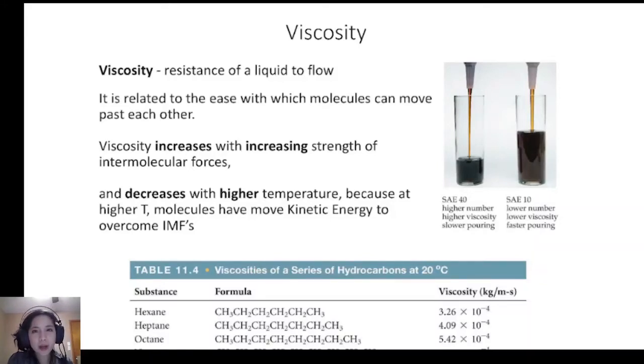Okay, so let's talk about some different properties, some different physical properties more specifically that are affected by intermolecular forces. One of them is viscosity. So, viscosity is just the resistance of a liquid to flow. And so, if you think about when a liquid flows, a liquid is composed of molecules, right? So, flowing is just molecules gliding across, passing one another.